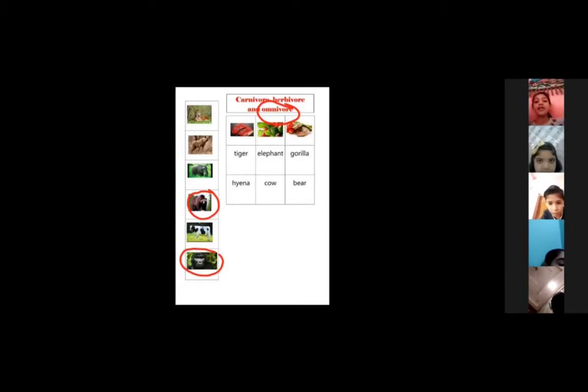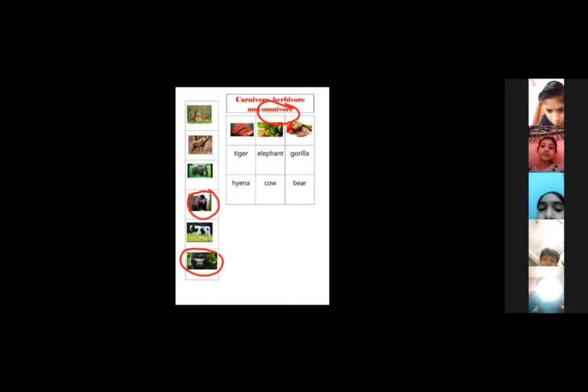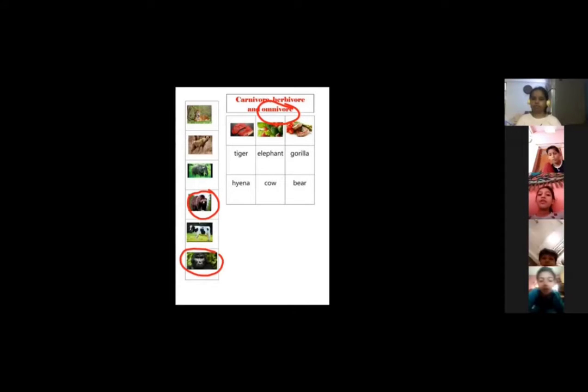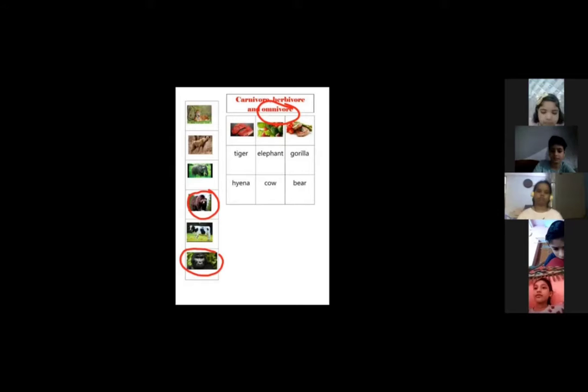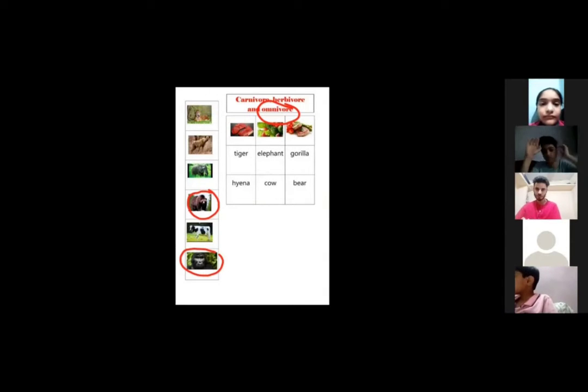Okay, let me ask Asba. Asba, you tell me, what are omnivores? Sir, omnivores are animals that eat plants and meat both. Both. Very good. Hibza, what about herbivores? Herbivores are animals who only eat plants. Very good. Who eat plants only.